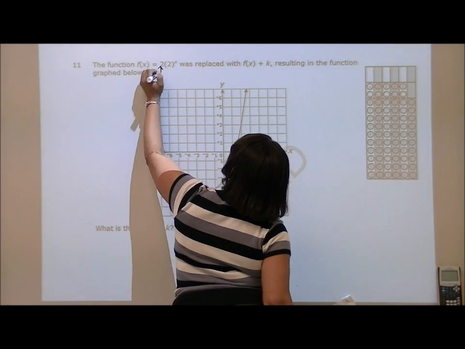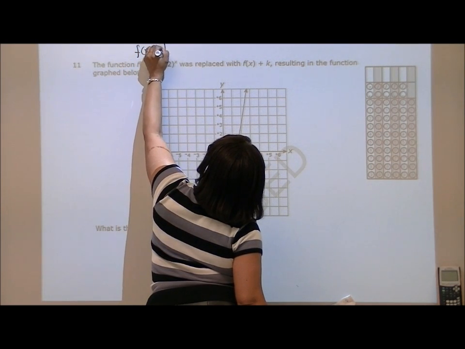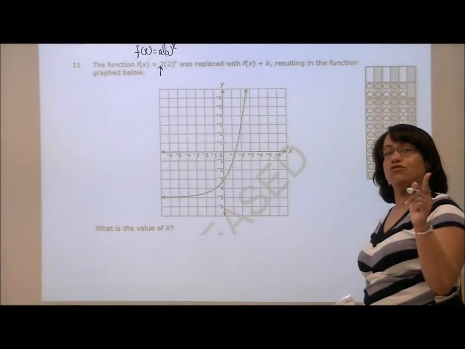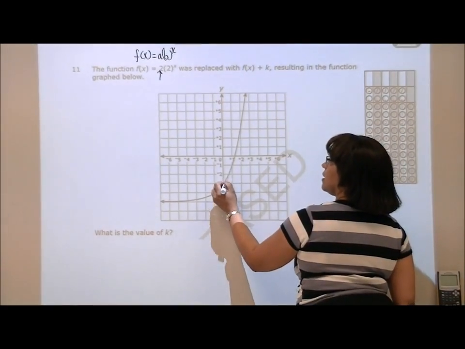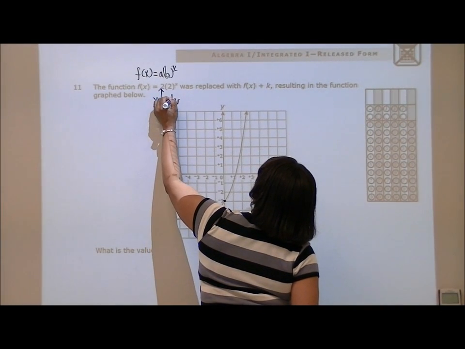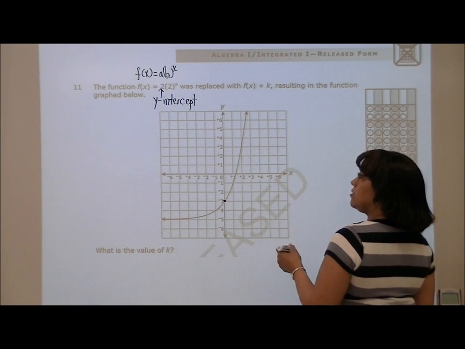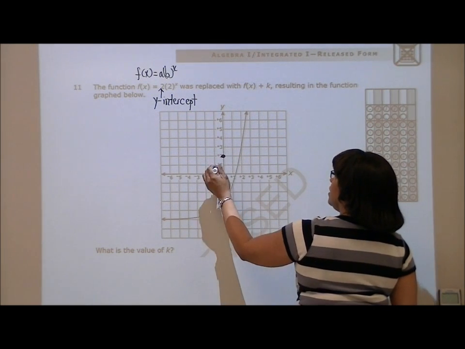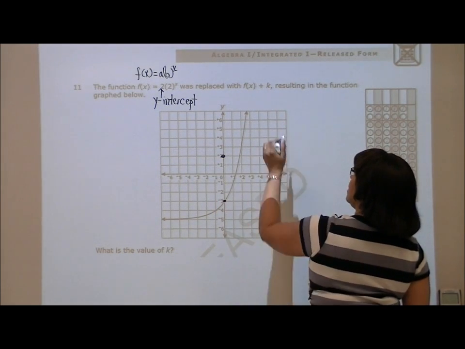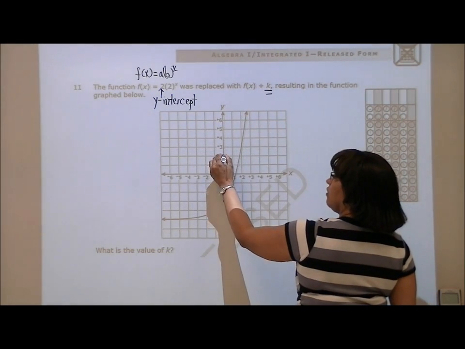Well, we have this right here is of the format f of x equals a times b to the x. Well, A is your y-intercept, so that lets you know where this piece started. So we're going to write y-intercept, and that's A. So the y-intercept was 2. This function got shifted down here, so what we have to do to find out what happened with K, because that represents your shift up or down, is figure out how we get from here to here.